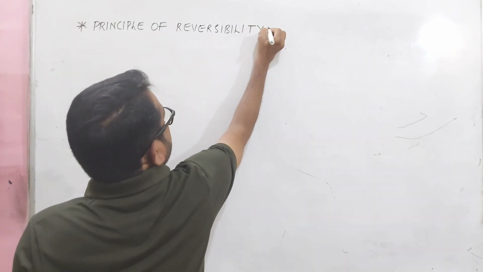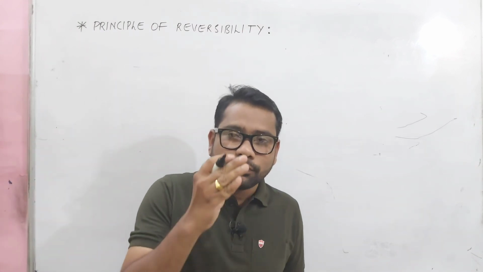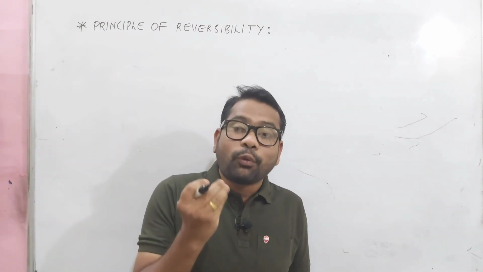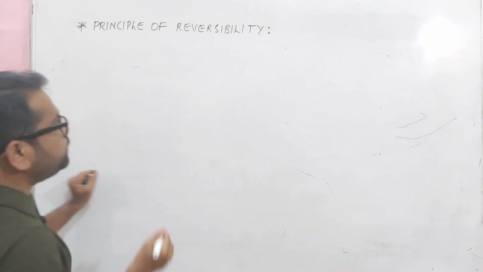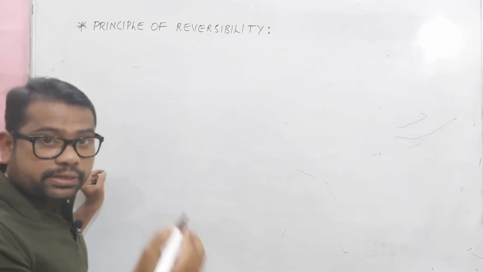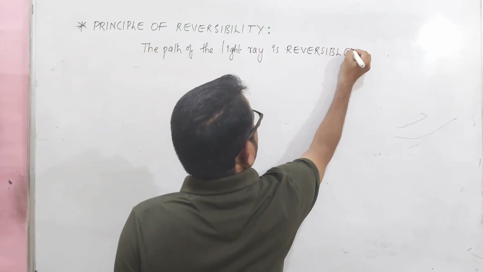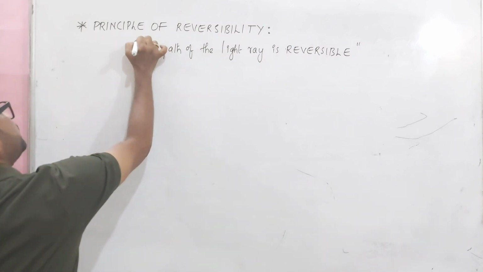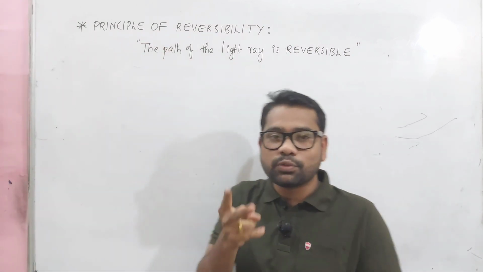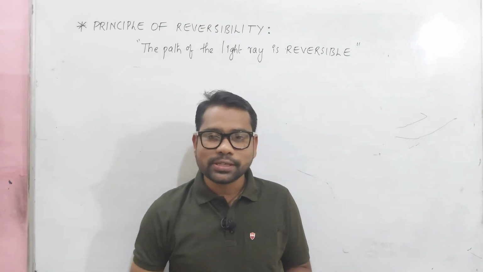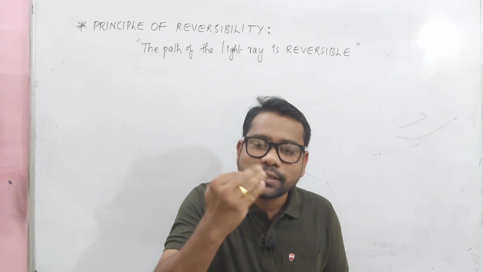Principle of reversibility. Dear children, what does the principle of reversibility state? According to the principle of reversibility, the path of the light ray is reversible. Very important. The path of the light ray is reversible. Very simple. Children, the name itself will give you the concept. Reversibility means that when we reverse the direction of light, its path is retraced.